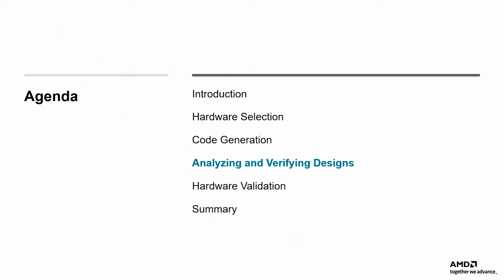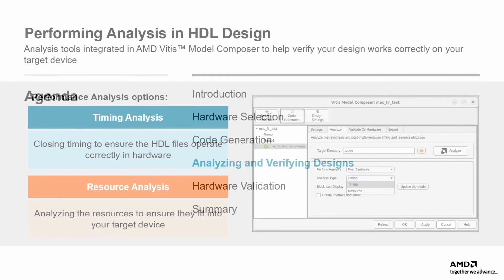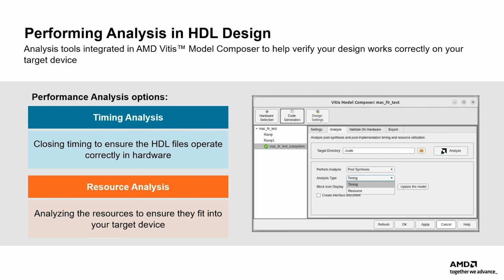Now let's look at analyzing and verifying designs. To help verify that your Vitis Model Composer HDL design will work correctly when it is implemented in your target device, the following analysis tools have been integrated into Vitis Model Composer. Timing analysis: to ensure that HDL files generated by Vitis Model Composer operate correctly in hardware, you must close timing. Resource analysis: to ensure that the HDL files generated by Vitis Model Composer will fit into your target device, you may need to analyze the resources being used.